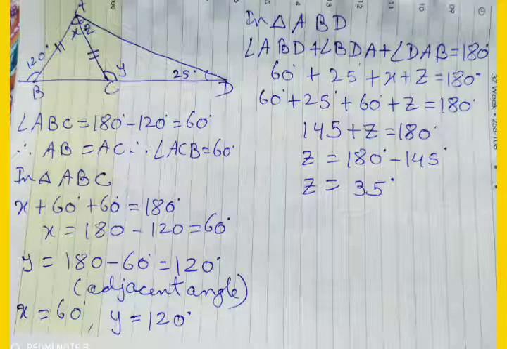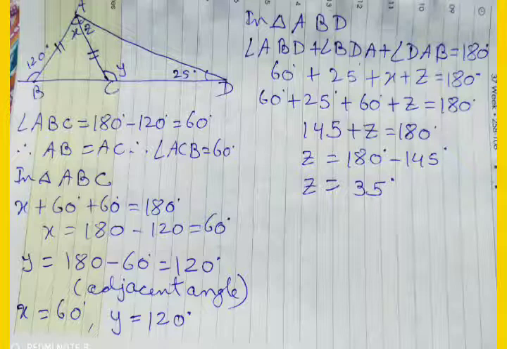Now in triangle ABC, clear, x plus 60 is equal to 180. So x is equal to 180 minus 120, equal to 60 degrees, and y is equal to 180 minus 60, which is equal to 120 degrees. The reason is adjacent angle. So x is 60 and y is 120 degrees.